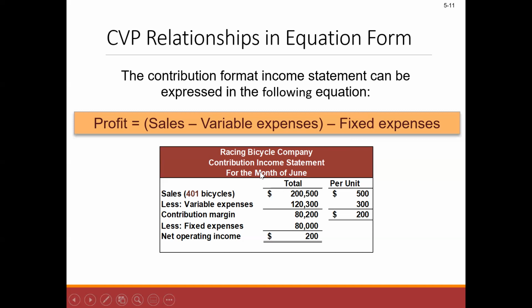So here you see 401 bicycles, our sales is 200,500. Our variable cost are 300 bucks a bike, 120,300. So our contribution margin, that available for our fixed expenses, is 80,200. Less our fixed expenses of 80, gives us our net operating income.